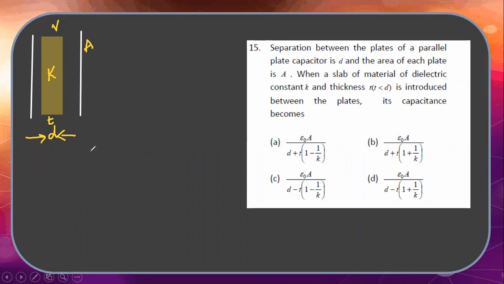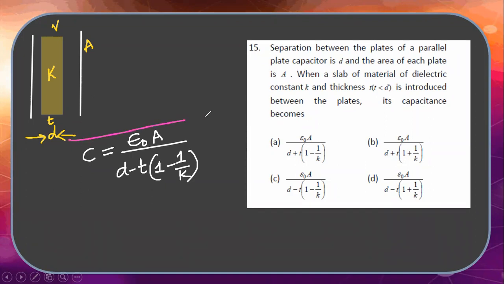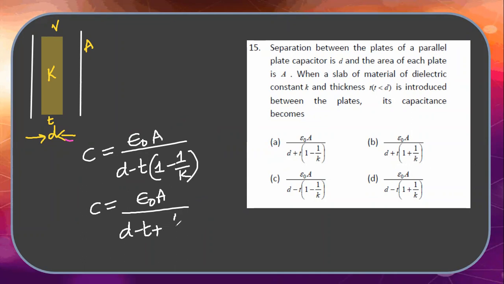There we will write the capacitance of this capacitor: C is equal to epsilon naught A divided by D minus T into 1 minus 1 by K. In this case, if the thickness is equal to the distance, we can rewrite this formula as C is equal to epsilon naught A divided by D minus T plus T divided by K.